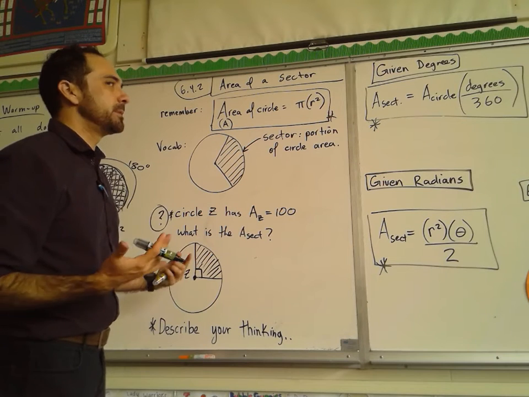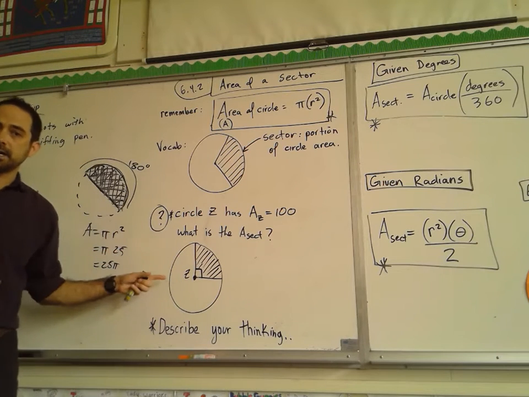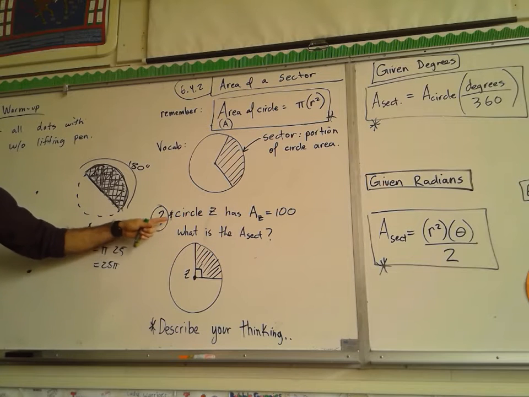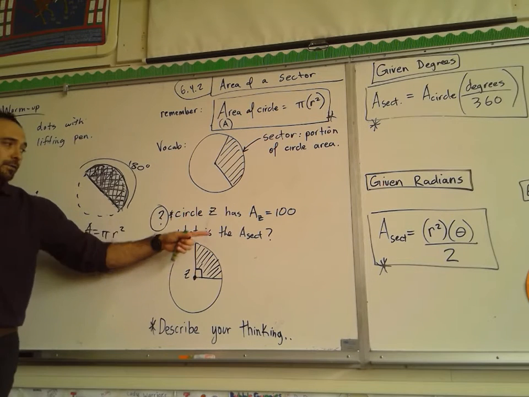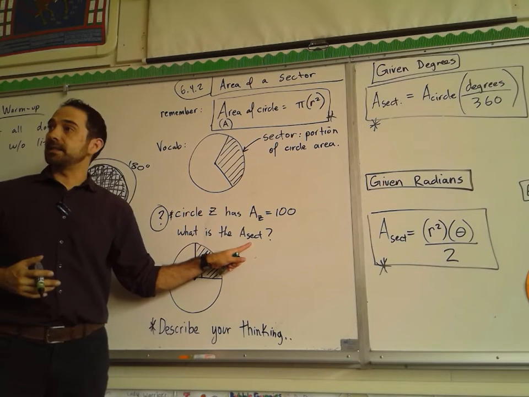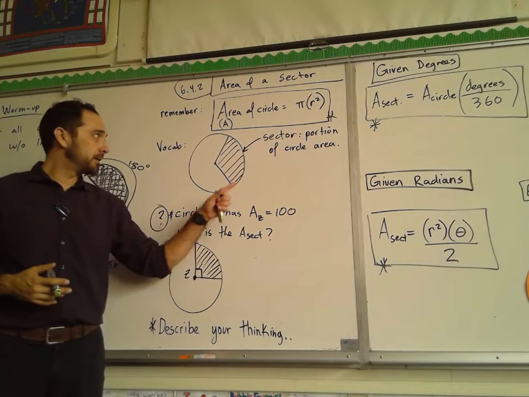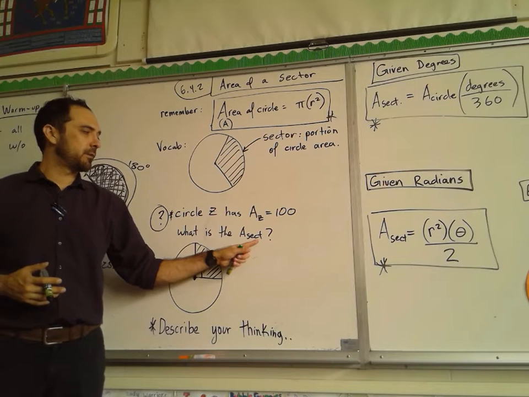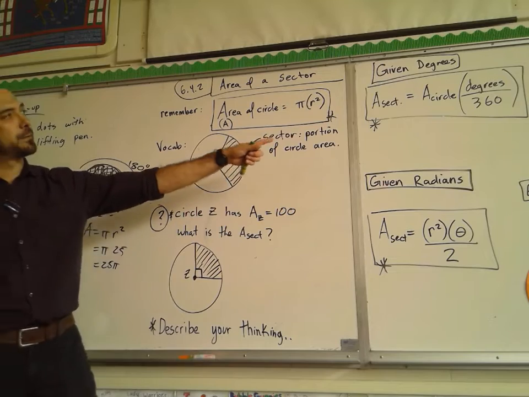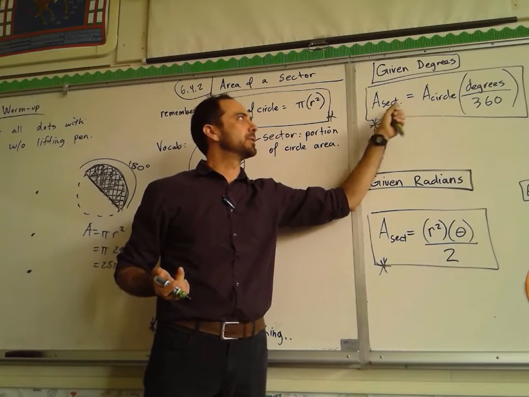This is another one where it's kind of deductive how to figure this out without knowing anything else. If circle Z here has an area of 100, what is the area of the sector? You see this SECT? That's the area of the sector. When you see that word, you know it's sector. You'll see area of a circle over here later, and that's just the entire circle versus part of it.